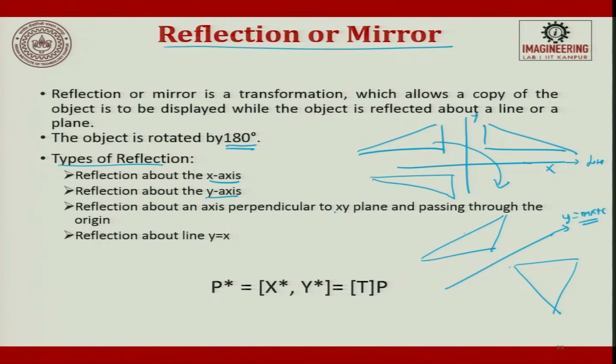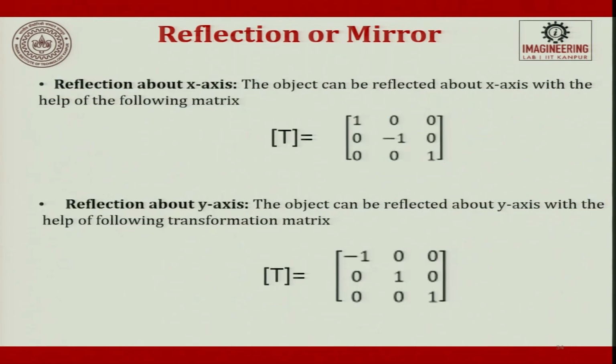Then what are the different types of reflection you can have? As I told you, you can have about x, you can have about y. You can have reflection about an axis perpendicular to the xy plane, passing through the origin. You can have reflection about the line y equal to x also. So, what it does finally is P star is nothing but (x star, y star), which are the points. So, how do you do it? You just take a transformation matrix and multiply it with the given points.